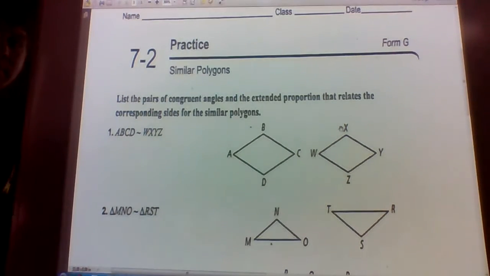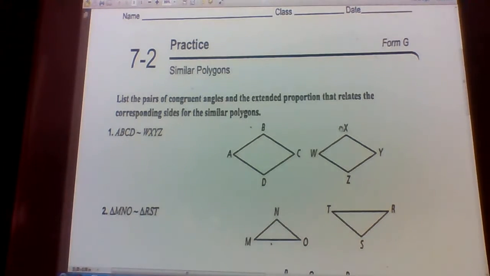Okay, this is practice 7.2, form G. This was the second page in our packet. Questions 1, 2, and 3 here want us to list the pairs of congruent angles and write the extended proportion that relates to the corresponding sides for the similar polygons.